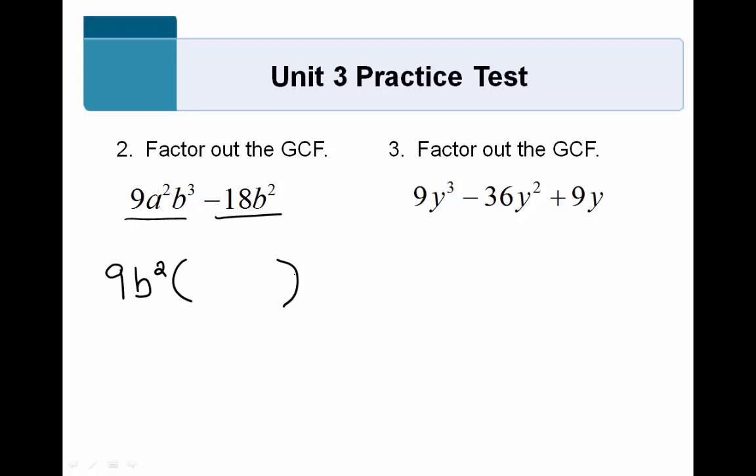So we're kind of like undoing distribution. When we distribute, we multiply. So since we're undoing that, we're pulling it out, so we're going to have to divide. So we're going to divide each of these terms by 9b squared.